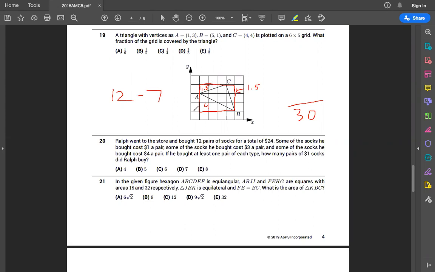So we'll subtract that from the original rectangle, and that means that our triangle on the inside had an area of 5. So we'll divide that by the entire grid now, because we want the fraction of the entire grid. We get 5 divided by 30, which is 1/6.